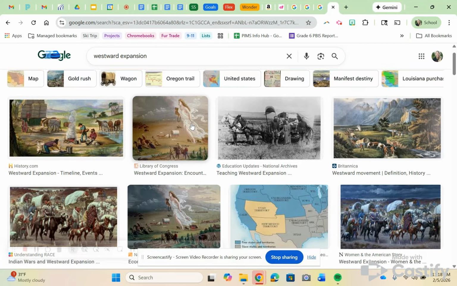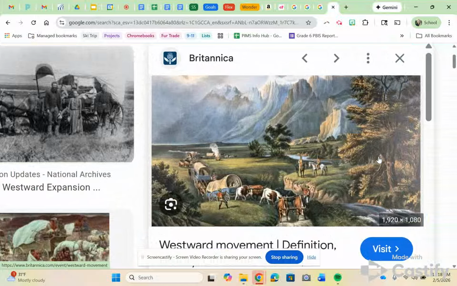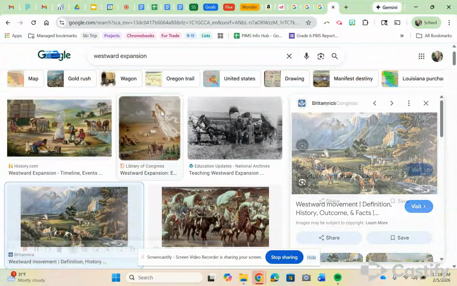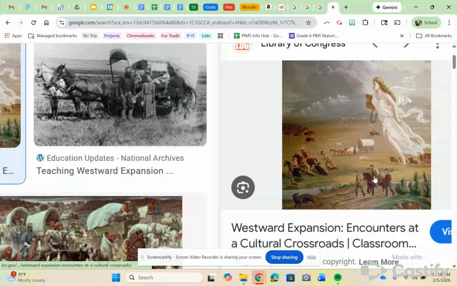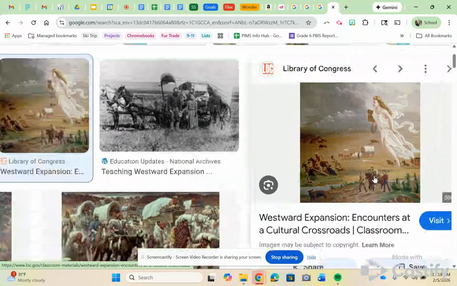manifest destiny. Remember that manifest destiny is an idea that the United States should own all of the land from the East Coast to the West Coast. Westward expansion is the actual action of moving westward. So, for example, this right here would be a good example for westward expansion, okay? So this, even though it says westward expansion, would be a good example for manifest destiny because it is the idea, okay?